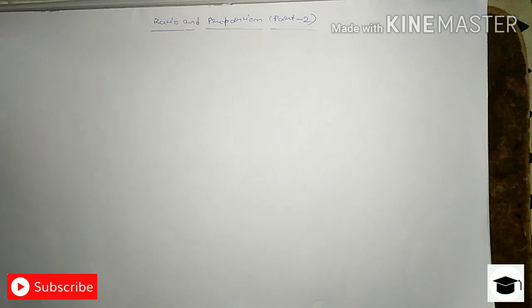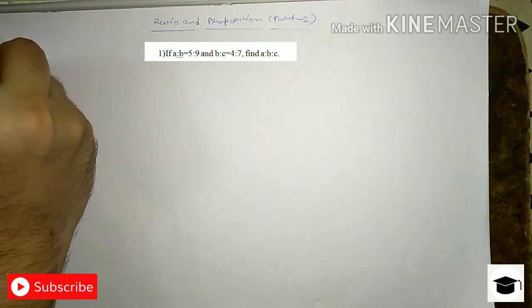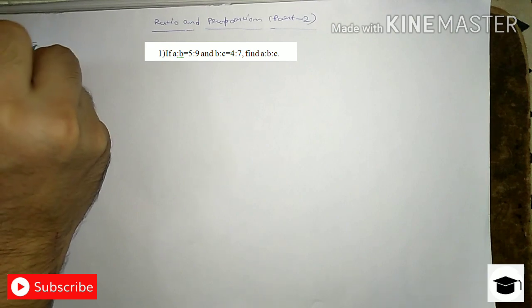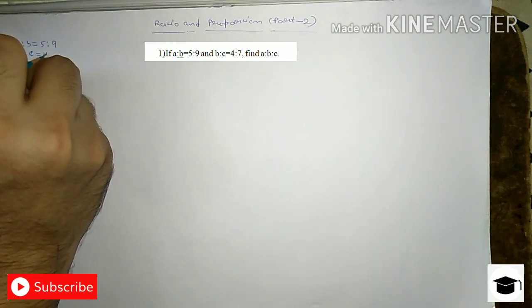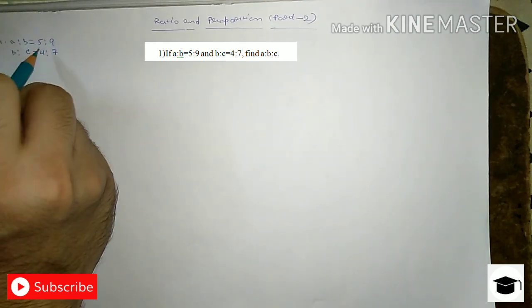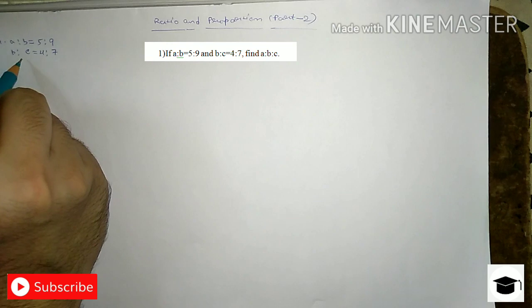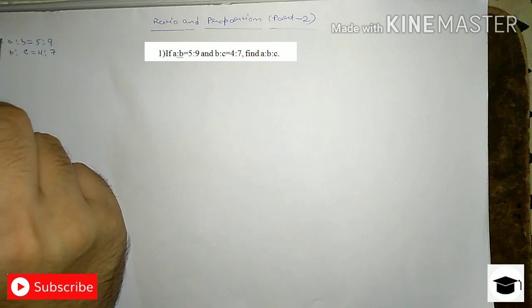Now let's come to the first example. If A is to B equal to 5 is to 9 and B is to C equal to 4 is to 7, then find the value of A is to B is to C. A is to B equal to 5 is to 9. B is to C equal to 4 is to 7. Here we can see that the value of B in the first case is 9 and the value of B in the second case is 4. So we have to take the LCM of 4 and 9 to make the value of B equal in both cases.